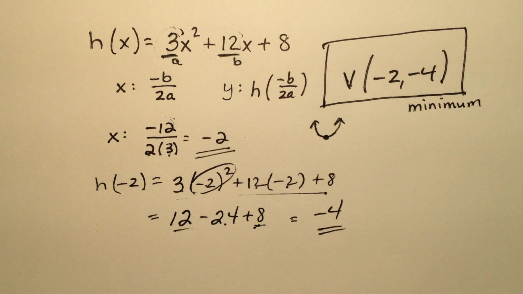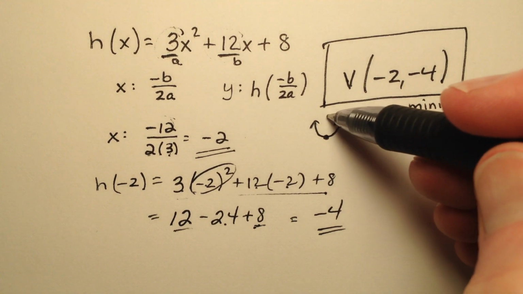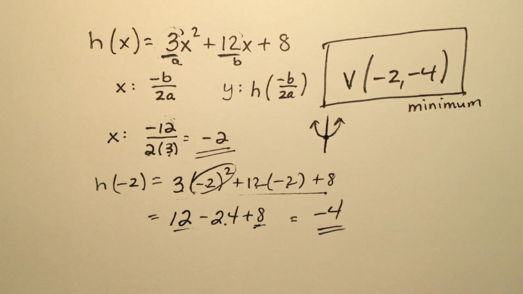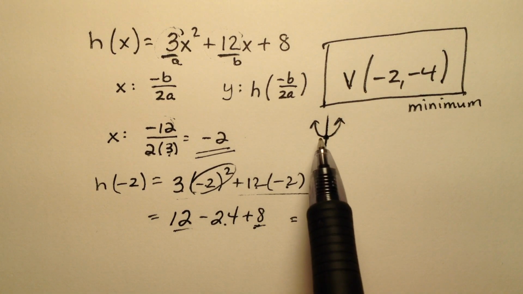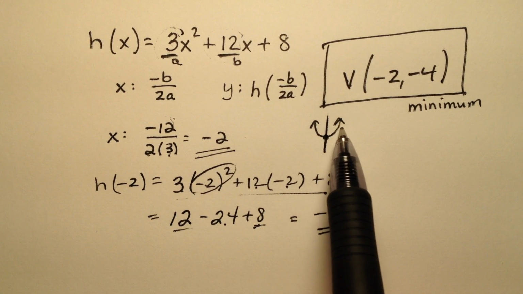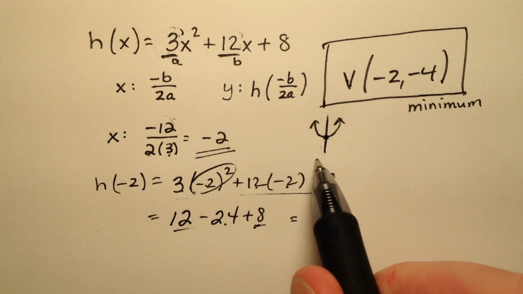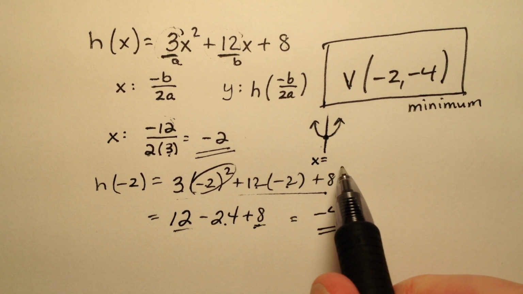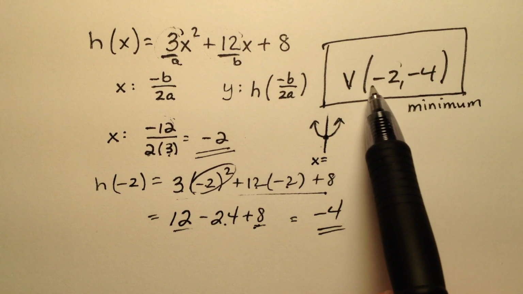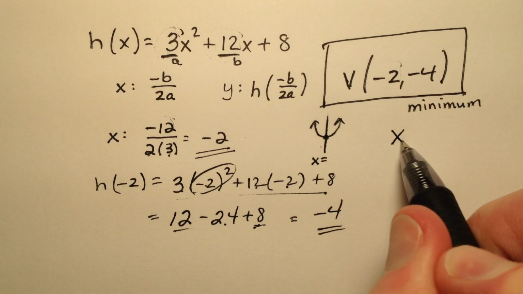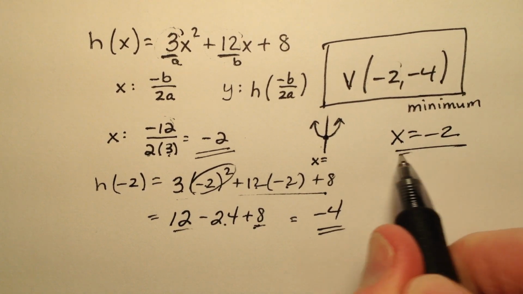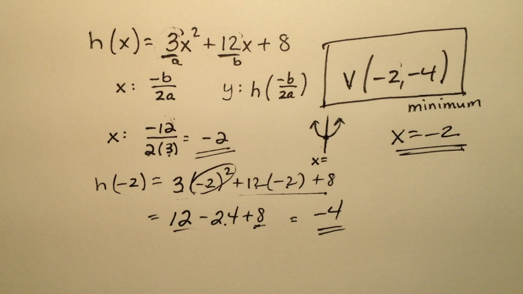And finally, I would like to write the equation for the axis of symmetry. So the axis of symmetry is this vertical line that passes through the vertex, where the parabola is going to be symmetric about this line. Okay, so the vertical line has an equation x equals the x value, and the x value of my vertex is negative 2. So the axis of symmetry will have an equation x equals negative 2.